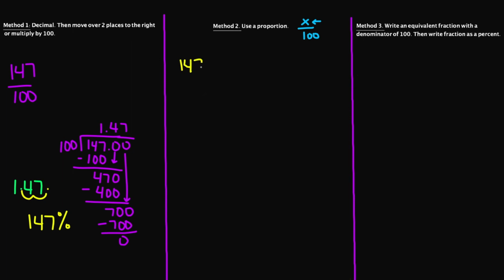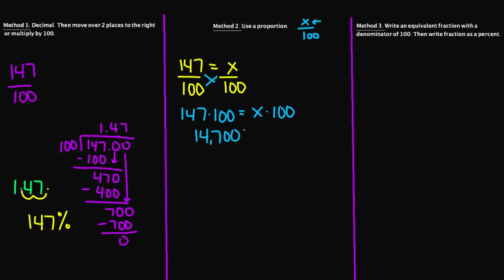Now let's do a proportion. So 147 over 100 equals x over 100. We're going to cross multiply. So 147 times 100 equals x times 100. 147 times 100 is 14,700, which equals 100x. I'm going to divide by 100. My 100s here are going to cancel out. So x equals 147. And notice here your zeros do cancel out. So you have 147 divided by 1. And this is going to be 147%.